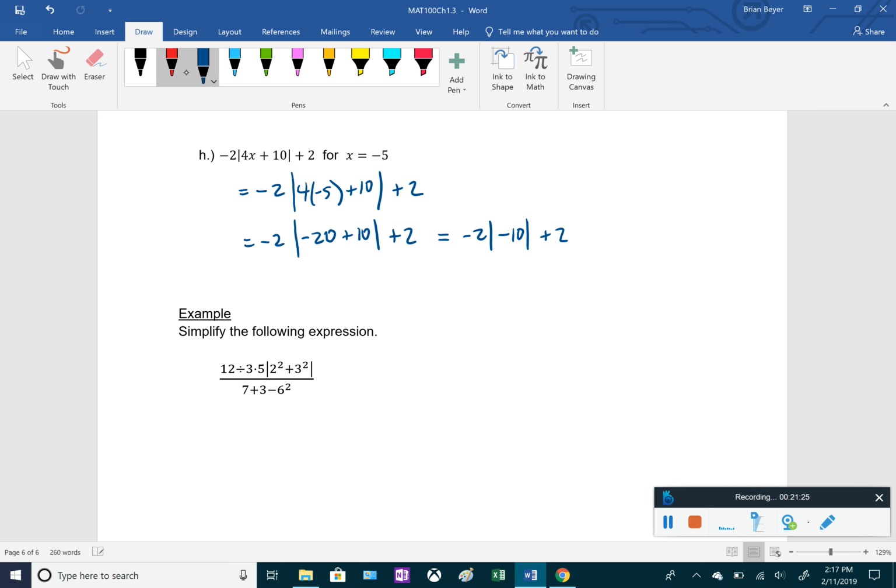The absolute value of negative 10 is going to be positive 10. So that's going to be negative 2 times 10 plus 2. Negative 2 times 10, negative 20 plus 2. We get negative 18.